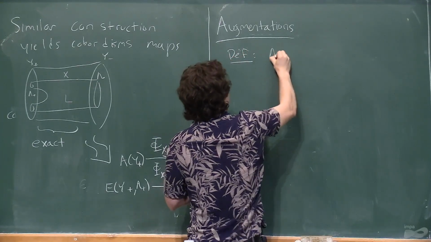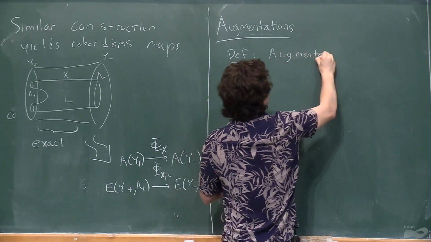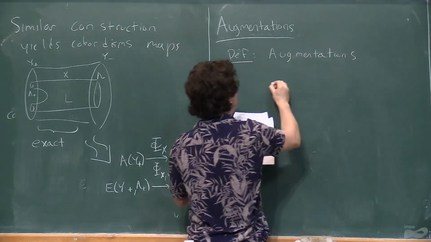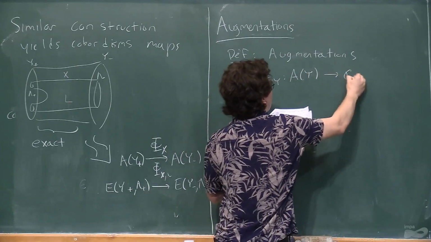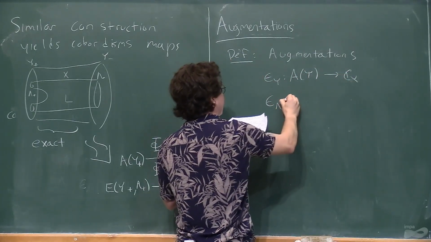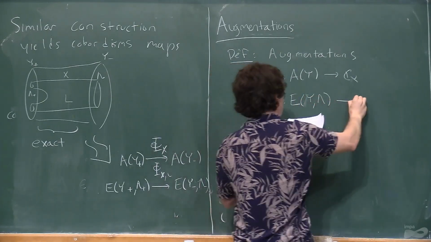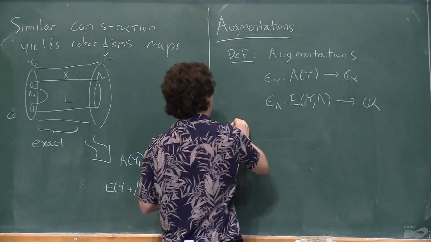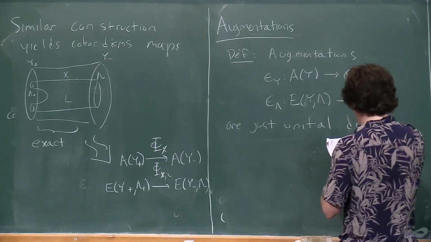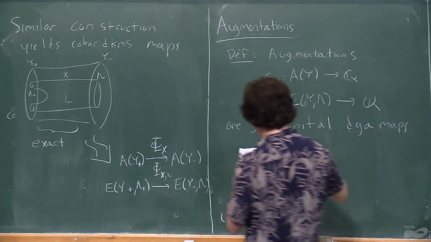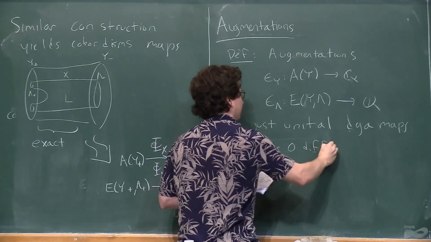So, an augmentation, or rather, augmentations on A of y, or on one of these Legendrian algebras, are just unital DGA maps to Q, where Q has zero differential, trivial grading, whatever.